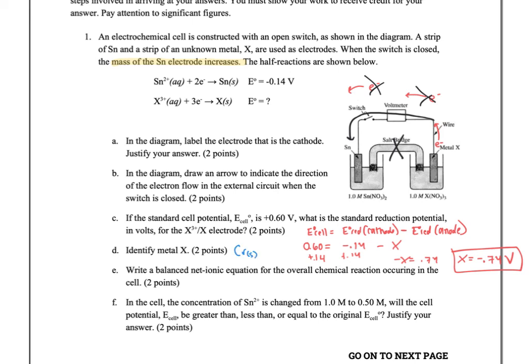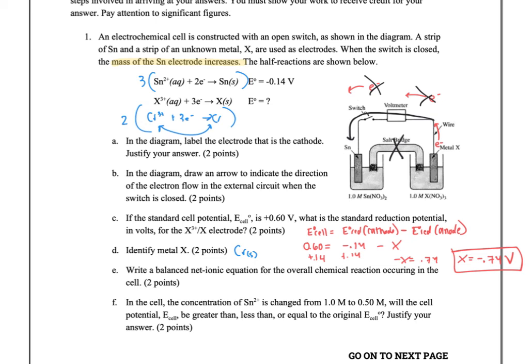Write the balanced net ionic equation. So now most of us, if we got this far, we were good because we knew this was Cr3+ plus 3 electrons makes Cr solid. We can flip this guy because it's the oxidation, and we can easily balance by multiplying this one by 3 and multiplying this one by 2 once it's reversed.